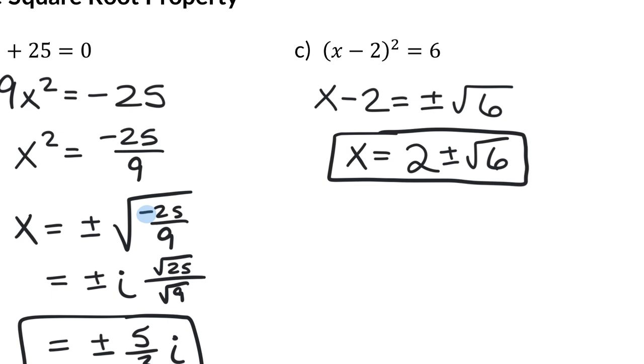Again, the only way this can get a little bit more tricky is if this number right here, the 6, could be broken down into some sort of, like, 2 square root 2, right? Like you have to break that number down if necessary.